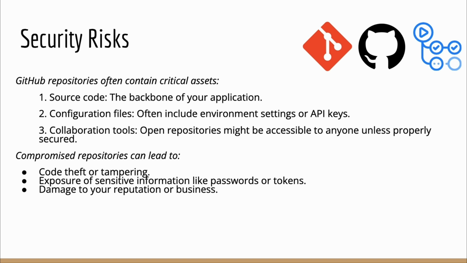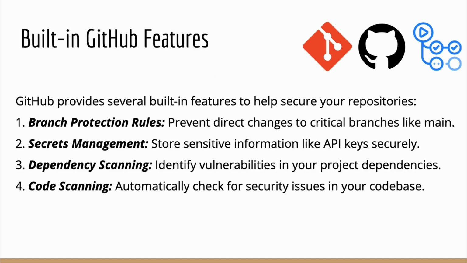So these are the security risks that you want to be aware of when you are managing a repository on GitHub. Now, GitHub does provide several built-in features to help secure your repositories, and we're going to look at a couple of them in this lecture. But just to mention a few, you do have branch protection rules, which we'll look at in a moment, and these prevent direct changes to critical branches. So, for example, your main branch can have a protection rule against it. There is secrets management, which allows you to store sensitive information like API keys or passwords securely in a way that the values cannot necessarily be seen.